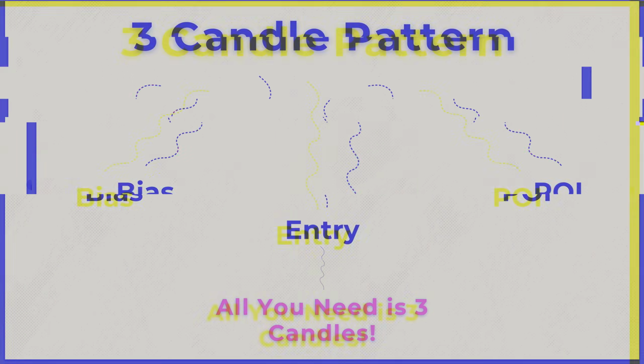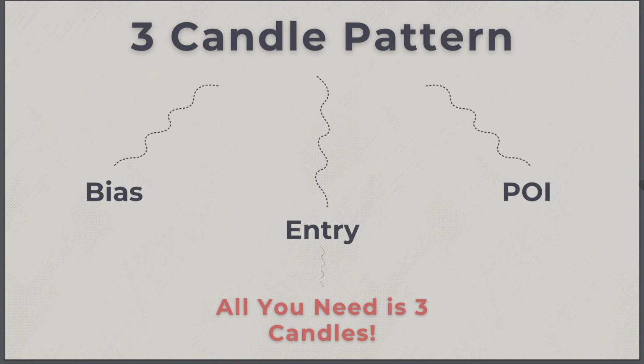Let's get into it. The 3 candle pattern. So let's say you're struggling with finding the daily bias. You could use this. You're going to be using 3 candles to find either your daily bias, weekly bias, or you could also use it for scalping. So let's say you're using the 1-minute time frame and you want to find a bias, you could still use this, but it's always about the higher time frame related to the lower time frame.